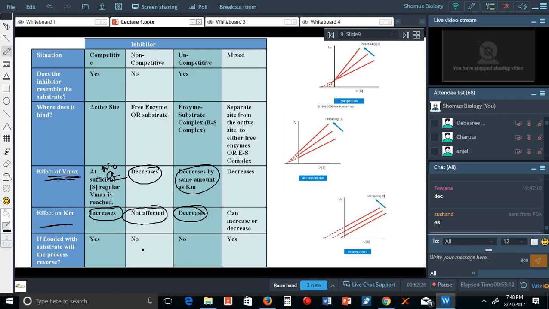Now the question is, in all these three types of inhibition, if we flood the reactants with substrate, can we reverse the inhibitor effect? For competitive inhibition, yes, we can reverse it, because with very high substrate concentration, we can reverse the process. In non-competitive inhibition, we cannot reverse the process of inhibition. In uncompetitive, we cannot reverse the process of inhibition.